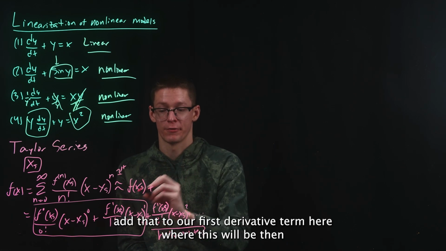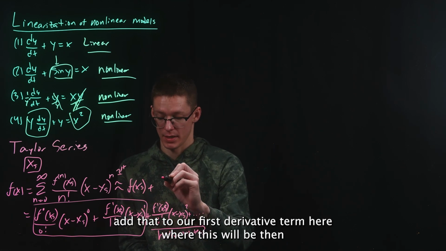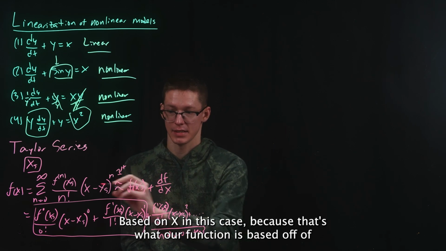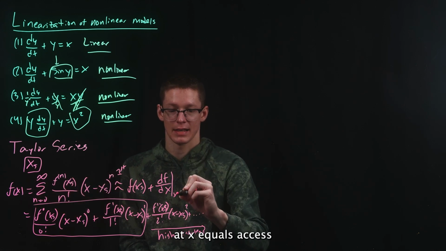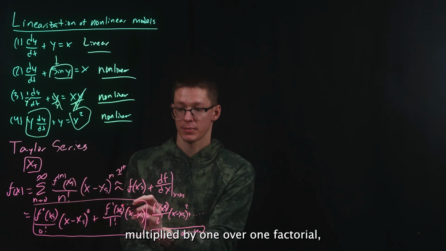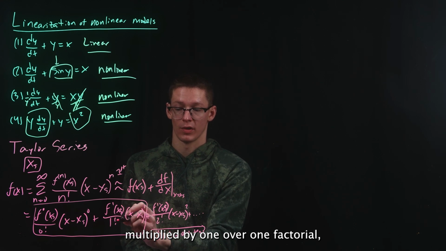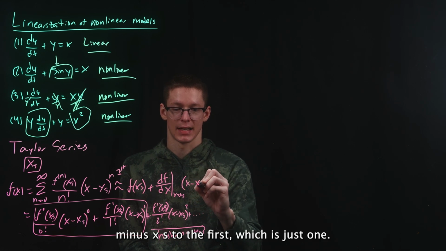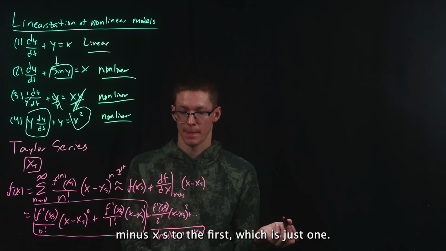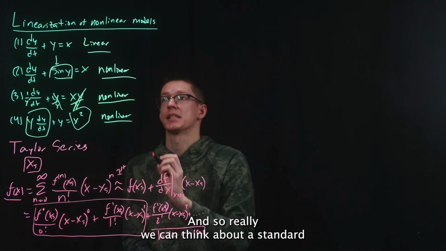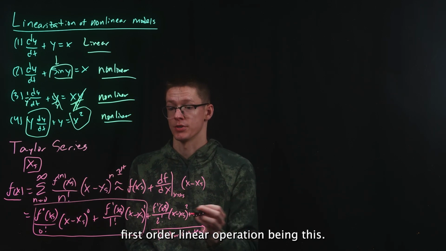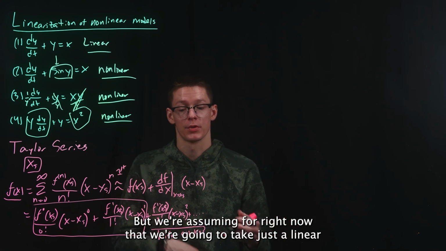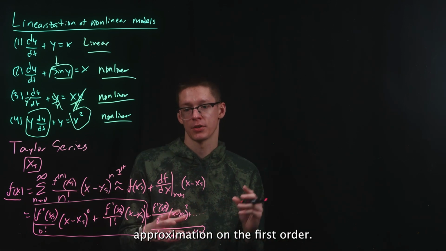We're going to add that to our first derivative term here, where this will be then the derivative of f based on x in this case, because that's what our function is based off of, at x equals xs, multiplied by 1 over 1 factorial, still 1, now multiplied by x minus xs to the first, which is just 1. And so really, we can think about a standard first order linear operation being this. Now remember, the second order and higher order terms do in fact exist, but we're assuming for right now that we're going to take just a linear approximation on the first order.